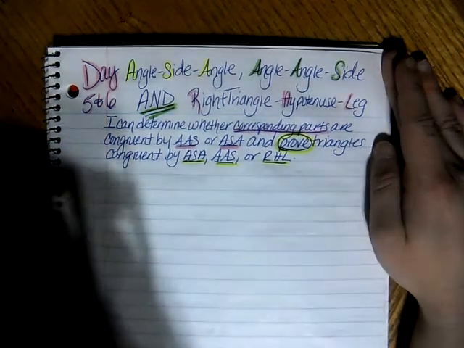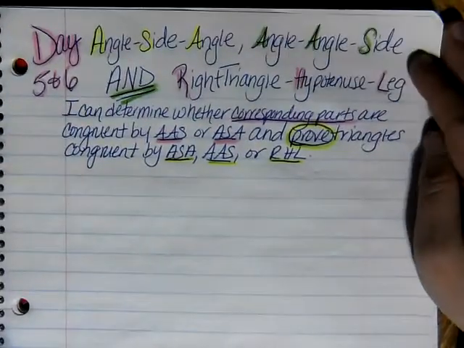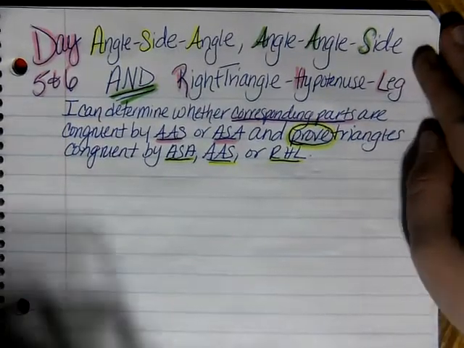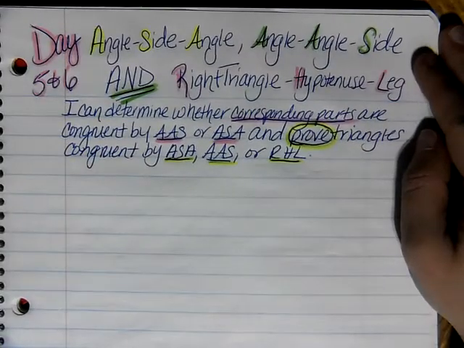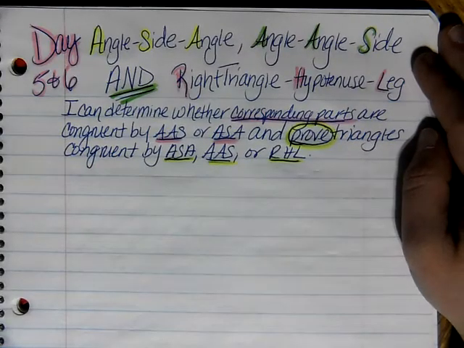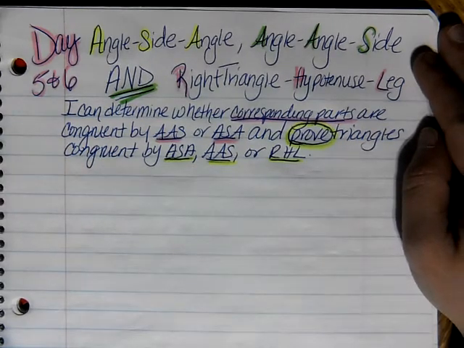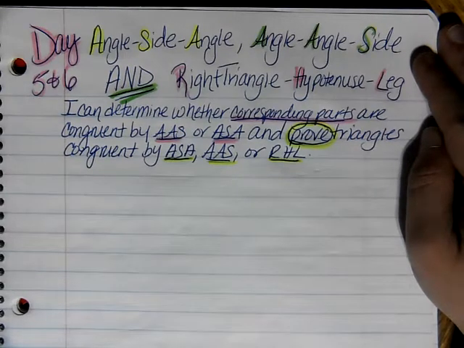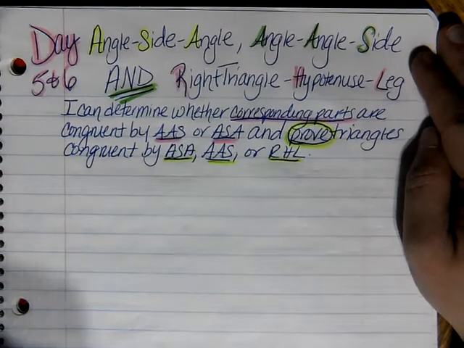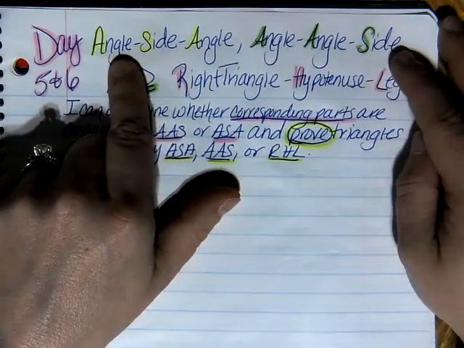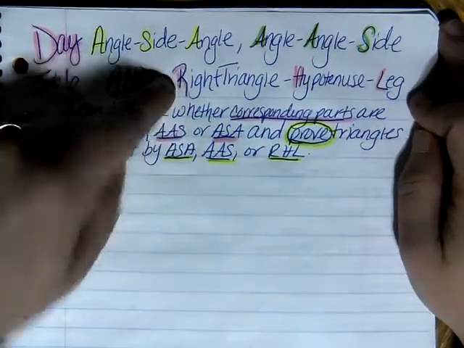Hi everyone, for today's lesson we are going to learn about our last 3 ways to prove triangles congruent. This is day 5 and 6 where we are going to talk about angle, side, angle, angle, angle, side, and right triangle, hypotenuse, leg, which is going to be shortened into ASA, AAS, and RHL.